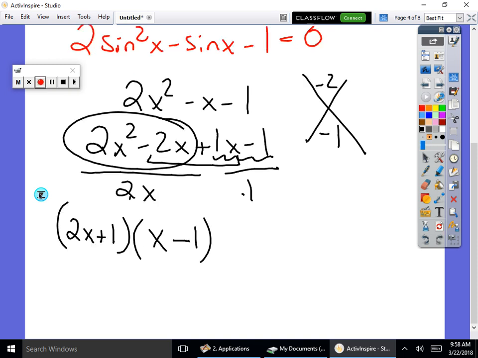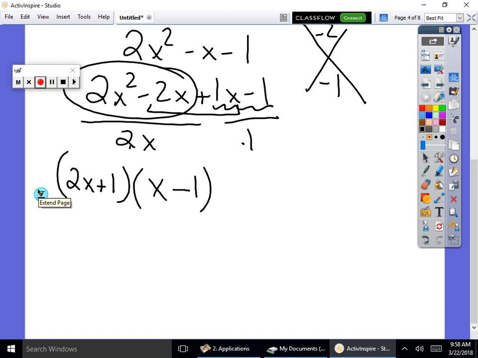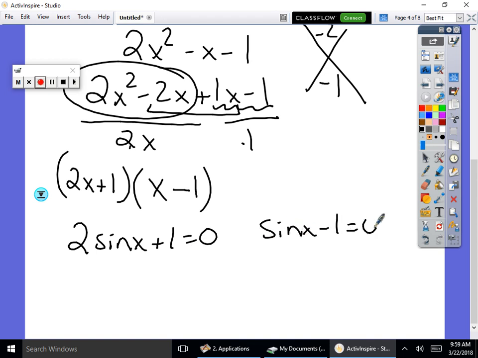Okay, so now what do I need to bring back in? Sine. So 2 sine x plus 1 equals 0, and sine x minus 1 equals 0. Therefore, 2 sine x equals negative 1, sine x equals negative 1/2. Now, either using your 0 to 4 chart or the hand trick, where is sine 1/2?